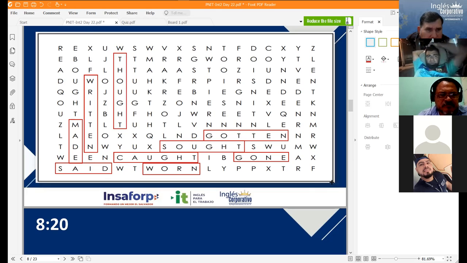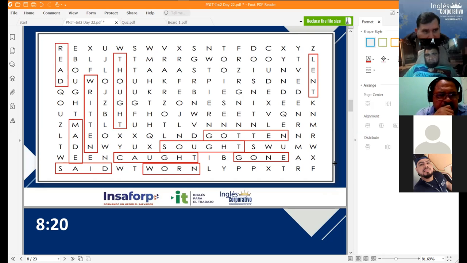Thought. Rent. Read. Read, in the first line. Yeah, read. What else?